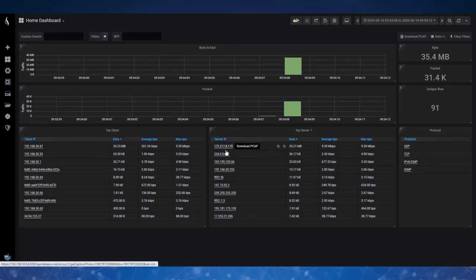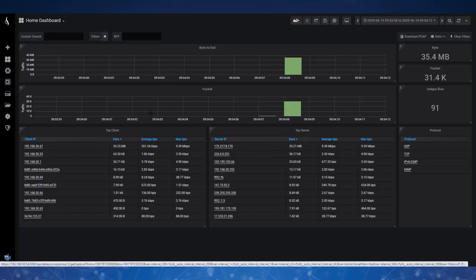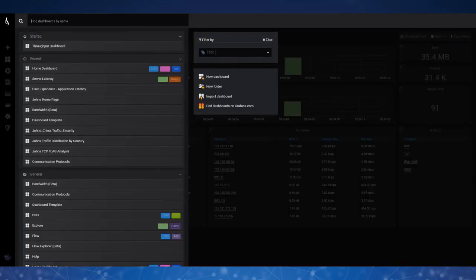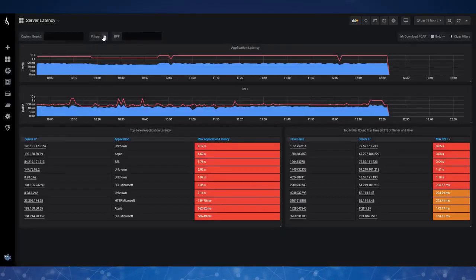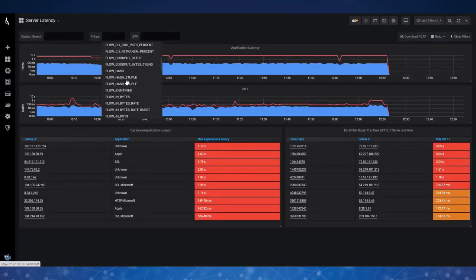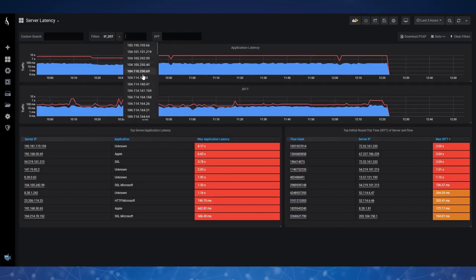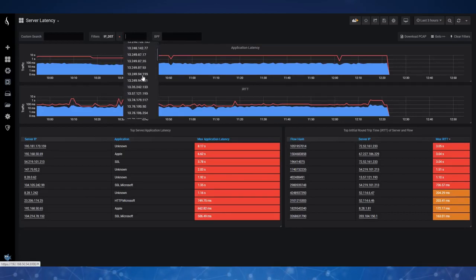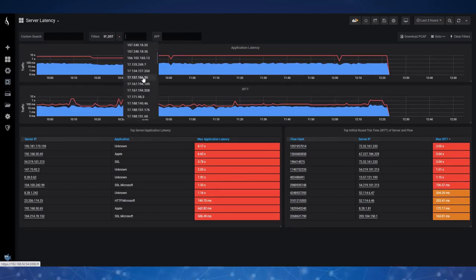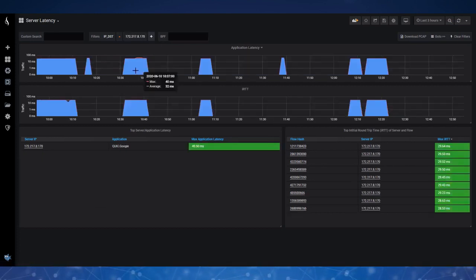So I'm going to remember this server, and I'm going to go look at my server latency dashboard. And I'm going to find that IP address in here just by selecting it right out of the list of available IPs that the IOTA has recognized in the traffic in that time frame. So I'm looking for 172.217.8.170, and there it is. And here is my file transfer.